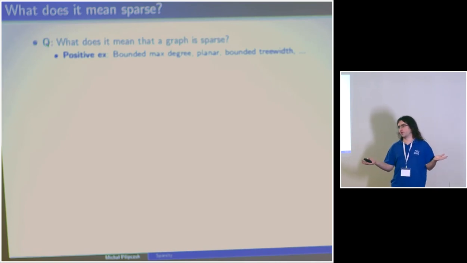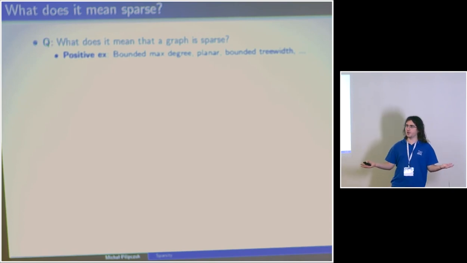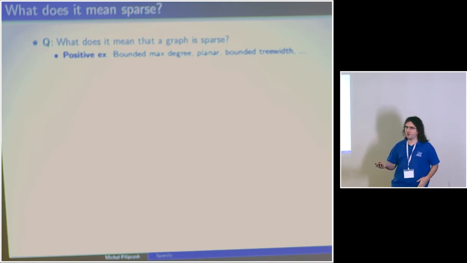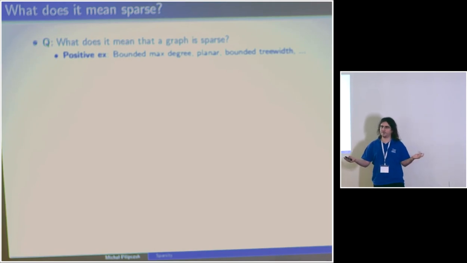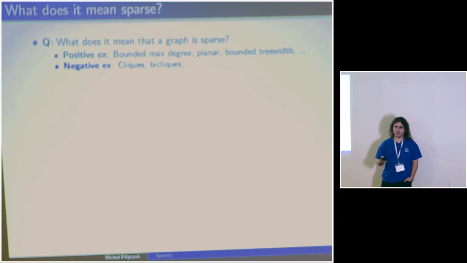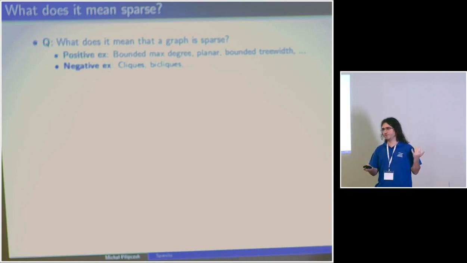However, planar graphs, of course, may have vertices of large degree. It's just that the average degree is small. Also, trees look like sparse graphs, right? So if you generalize this concept, maybe graphs of bounded treewidth should also be sparse. Okay, so these are positive examples. What about negative examples? Well, for any sensible notion of sparseness, a clique shouldn't be sparse. And the intuition is that a biclique, a complete bipartite graph, also shouldn't be sparse. It is super dense.